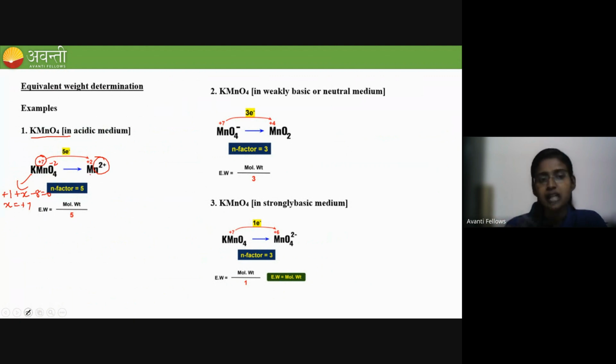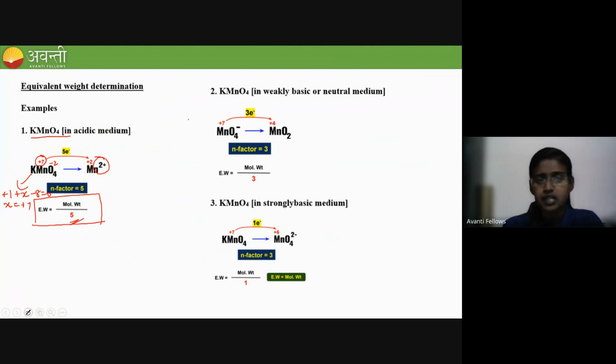So the number of electrons gained is nothing but n factor, and that is 5. Now substitute this number 5 in the equivalent weight formula. So equivalent weight will be equal to molecular weight of KMnO4. You all know how to calculate the molecular weight, right? Sum of the atomic weight will give you the molecular weight, and divided by n factor, that is 5.